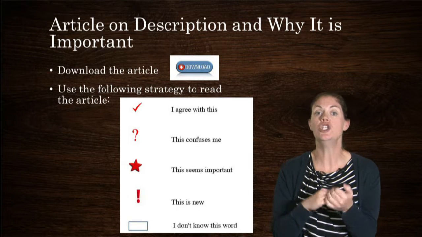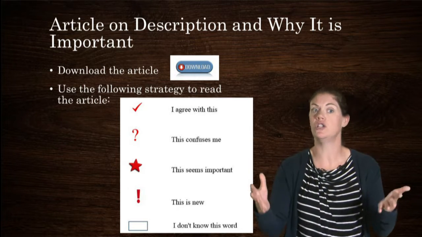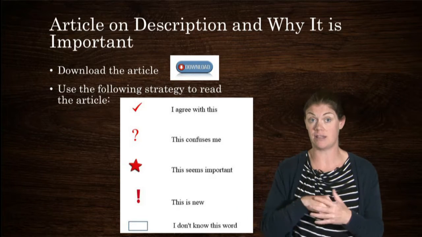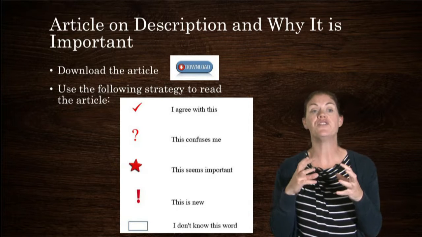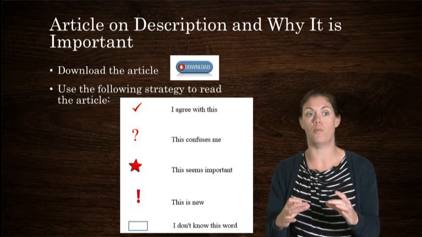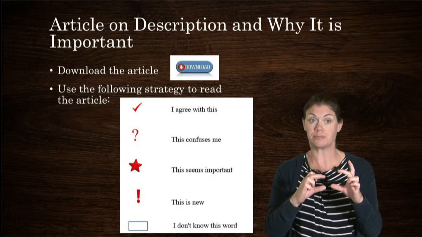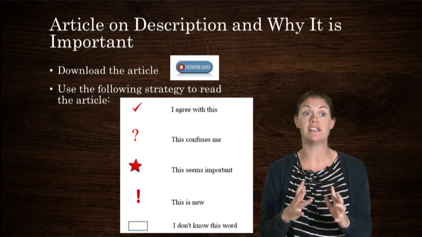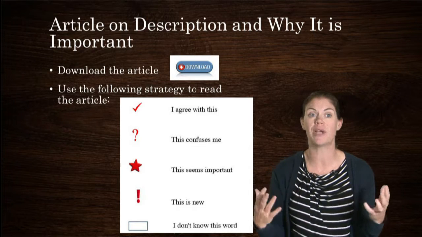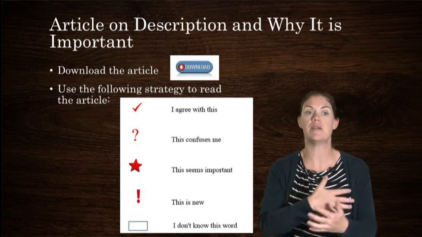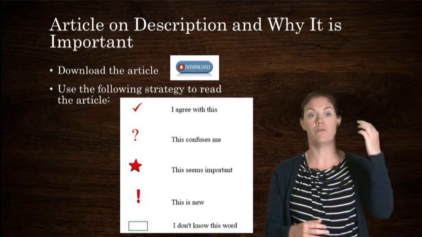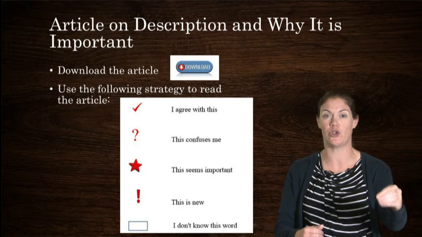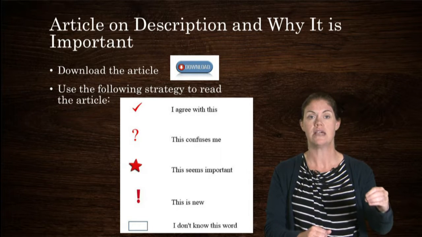If you come across a new piece of information that you've never thought of before, you've never heard of before, give it an exclamation point. And if there are any words that you don't know, put a box around the word. Okay, so this is just a strategy to help you read, to comprehend, to understand the text. Because then when we go back and discuss it, it reminds you, oh right, I didn't think about that. It's going to deepen your thinking around the text.